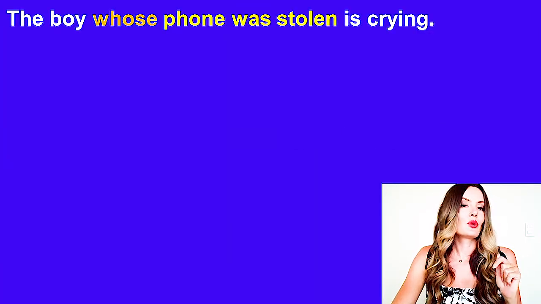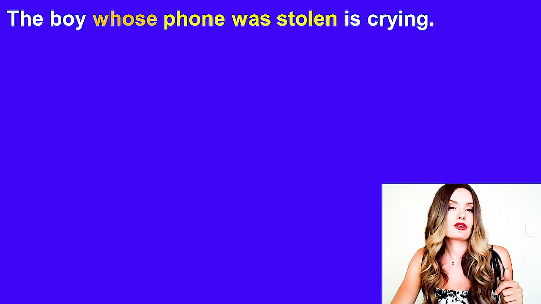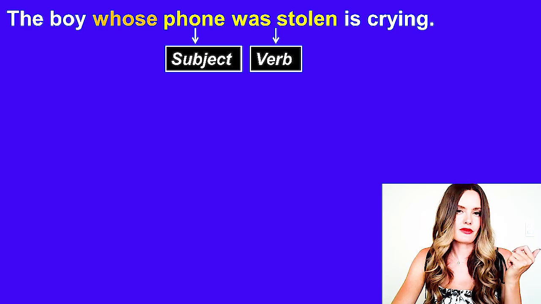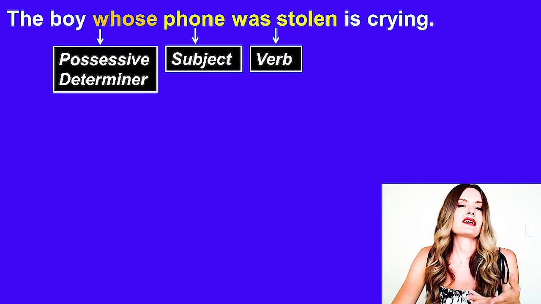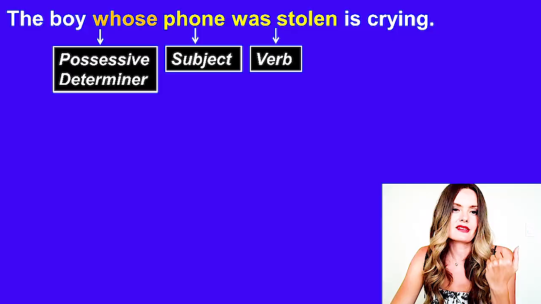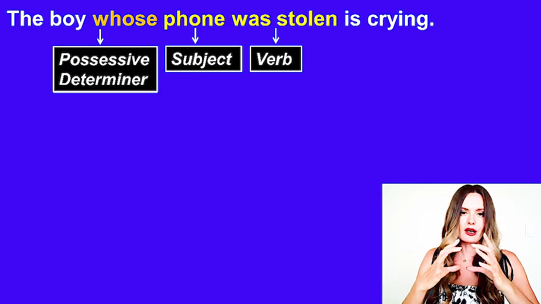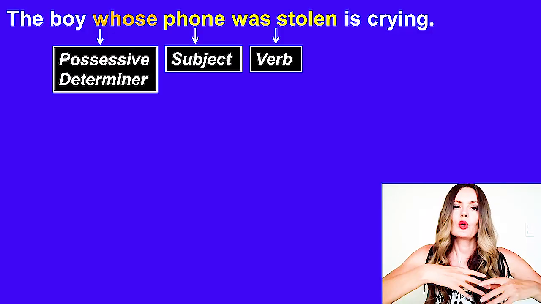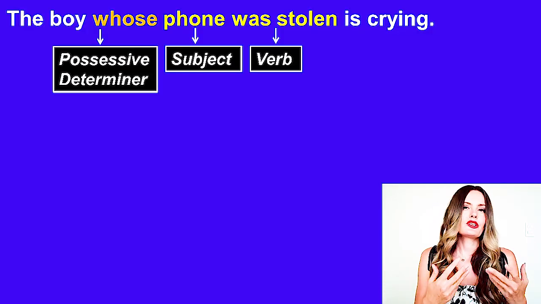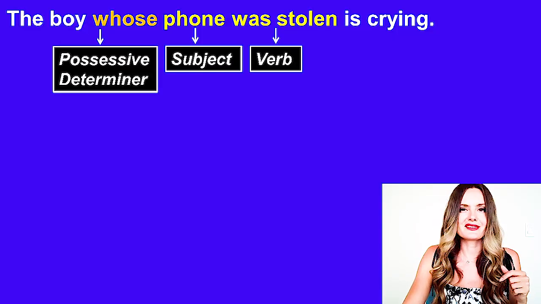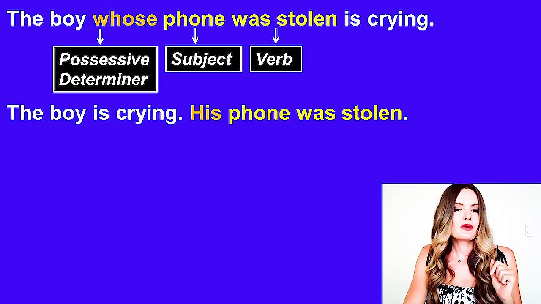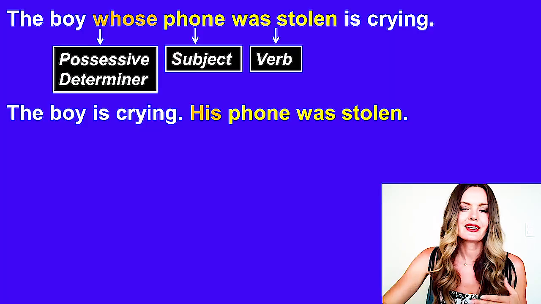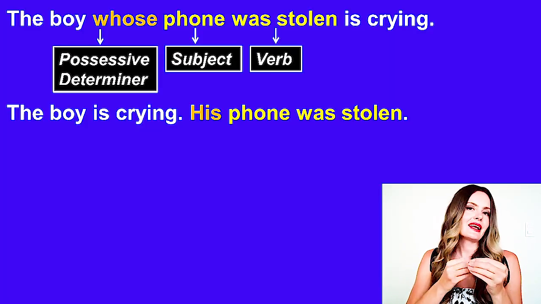For example, the boy whose phone was stolen is crying. So, the phone is the subject, was stolen is the verb, and whose is the possessive determiner in this sentence. So whose is the relative pronoun that acts like a possessive determiner in the sentence. Whose phone was stolen? Which boy, whose phone was stolen? The boy is crying. His phone was stolen. Whose phone? His phone. So you can see that whose can be replaced by his.